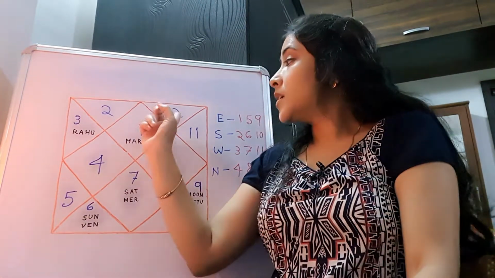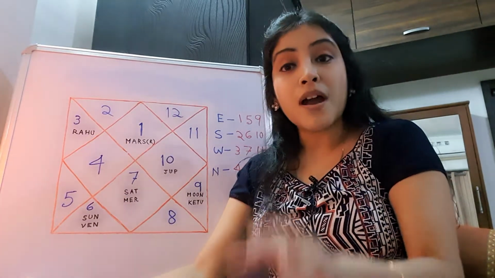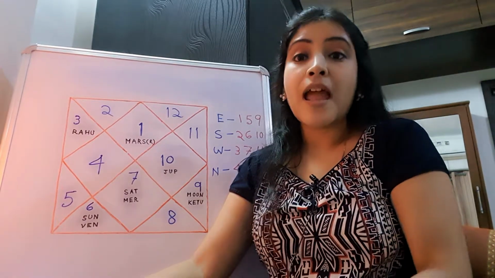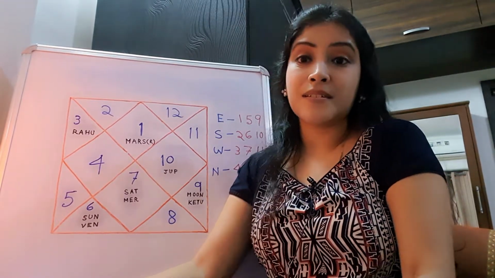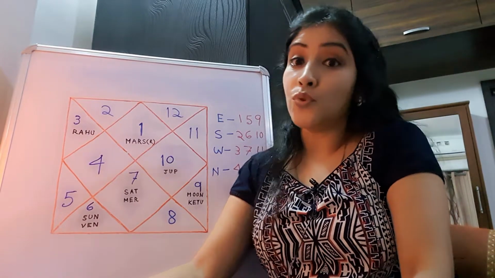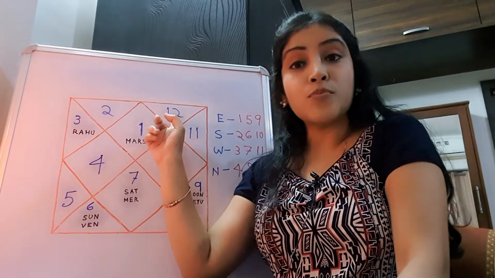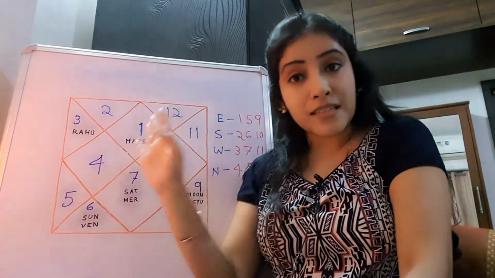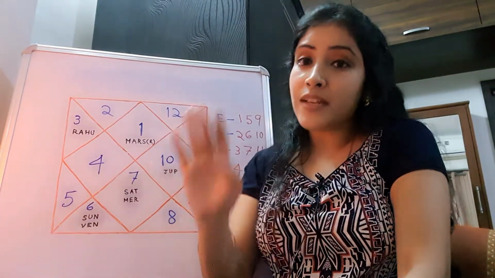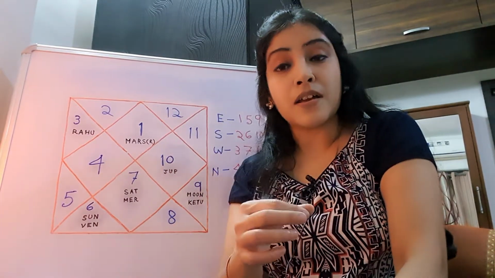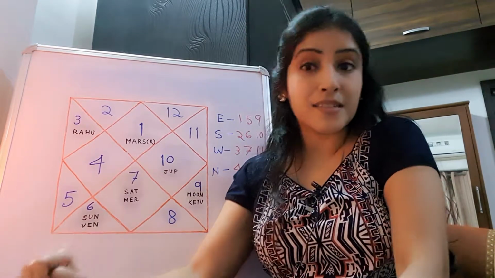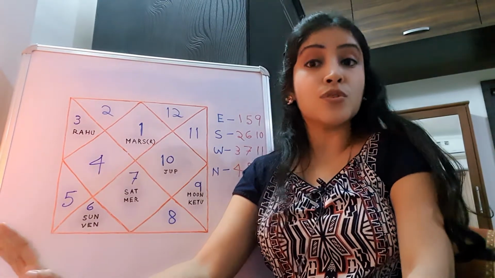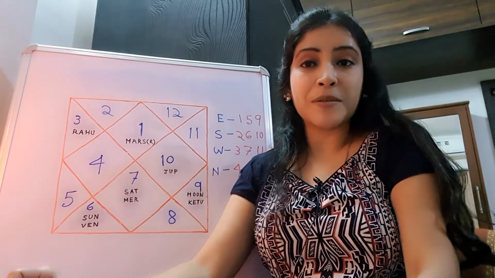Mars is also the significator of blood, of fights, and even of accidents, injuries and wounds. So when the natal Jupiter transits over Pisces, there is a possibility. And this is the chart of a native actually, and he really got certain wounds. He met with an accident when he was 3 years old, and there were certain wounds on his body.